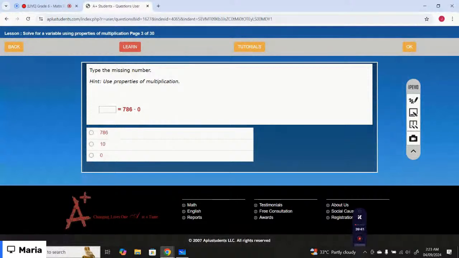Type the missing number. 786 times 0 is. The correct option is 0, right? Whatever number you are going to multiply with 0, the answer is always 0. The correct option is 0.